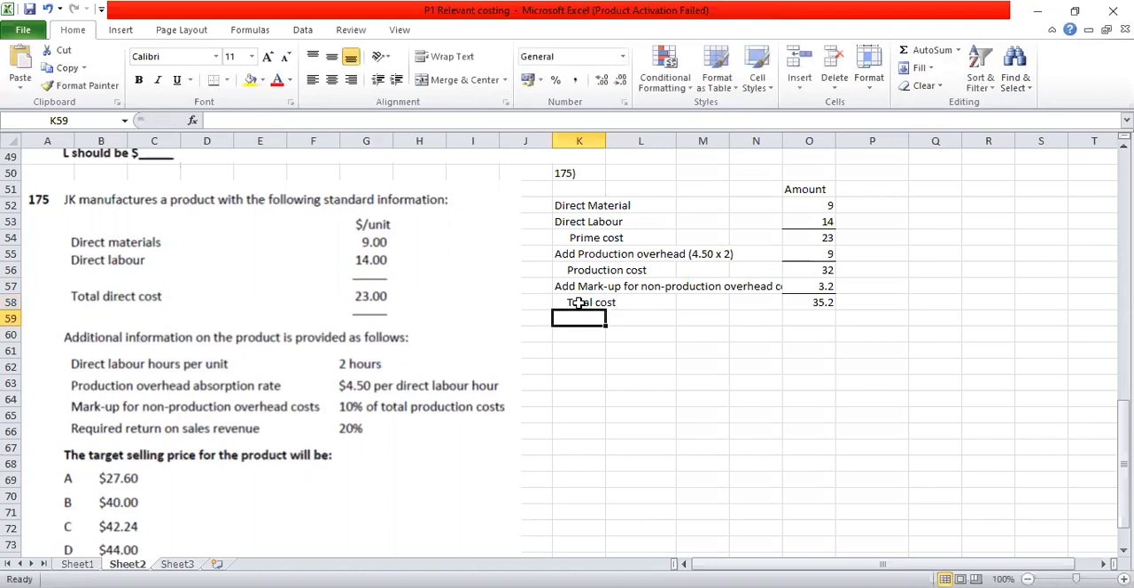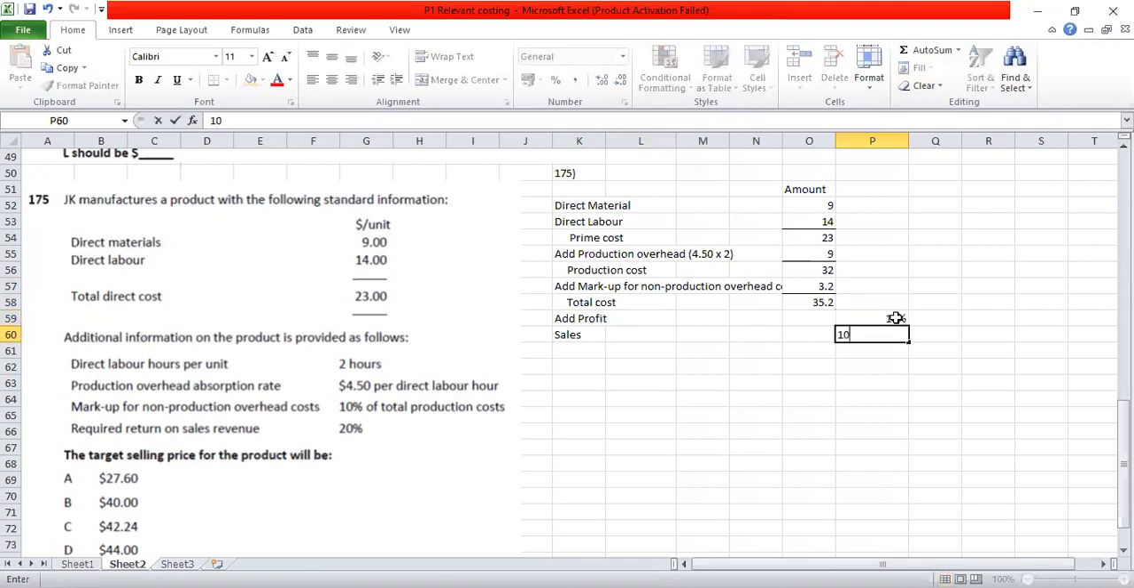Now we add the profit margin, the required return. Return is profit, so the profit margin has to be added. Then we have the sales figure. But the profit margin is added on sales. It's the percentage calculated on sales. Now we do not know what the sales is, but the profit margin is calculated on sales.